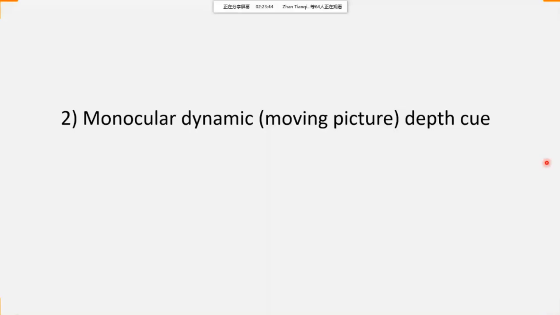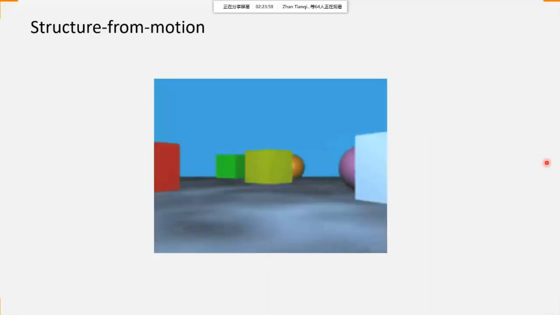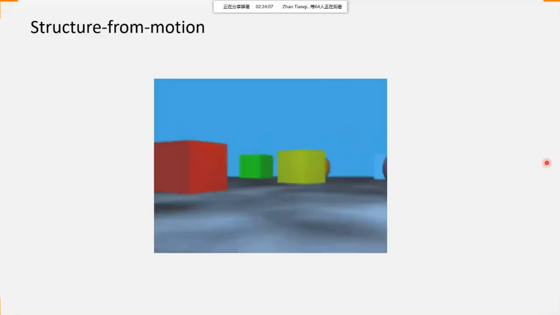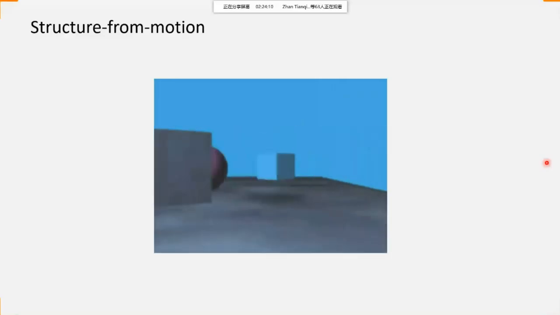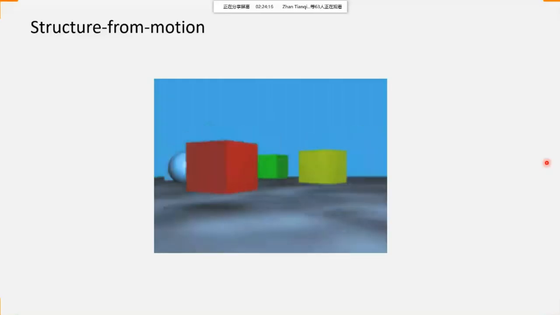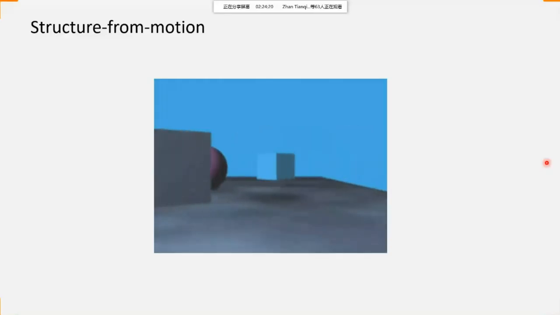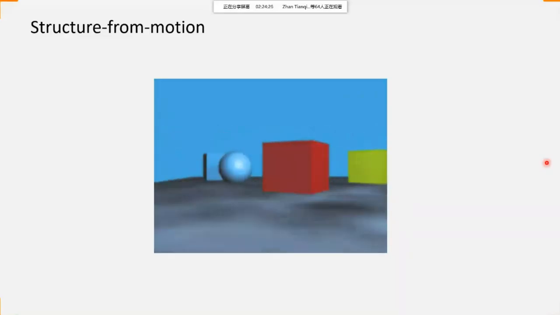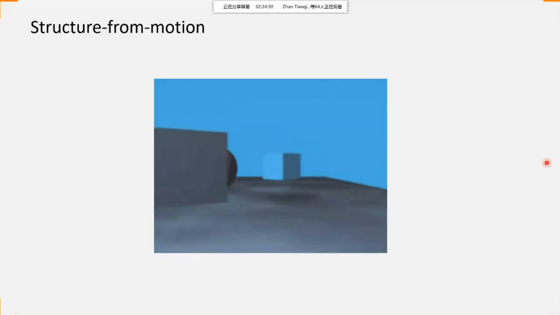Now the second group. These are now the monocular dynamic, and there is just one, so it's not depth cues, it's just depth cue. And it is called structure from motion. And if you close one eye, you will still get this impression, because you see now these objects from different angles. So you get an impression about the shape of the objects and how they are oriented and placed in this scene. So you get the depth impression from that.